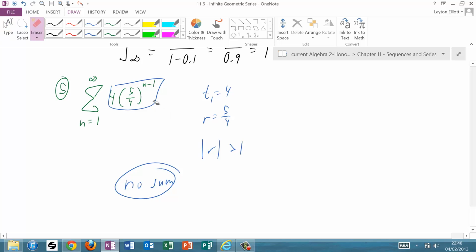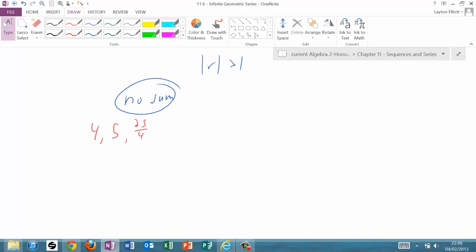Or I could list the first several terms and start to see that that's happening. My first several terms for this would be 4, then you'd have 5, then you'd have 25 fourths, etc. I should put pluses between those, but that's okay. So there's no sum.